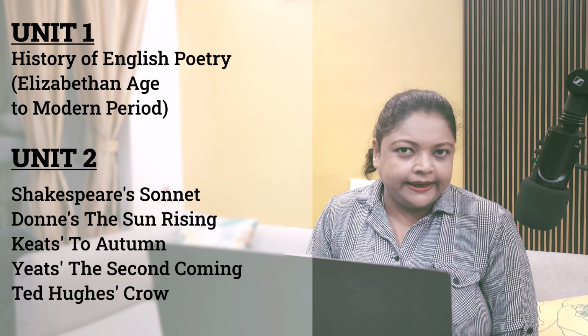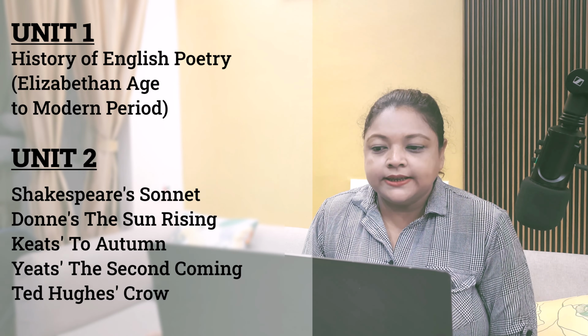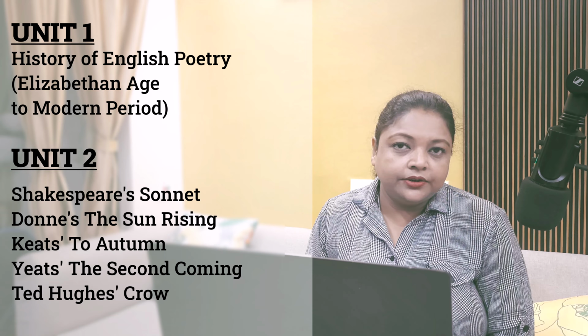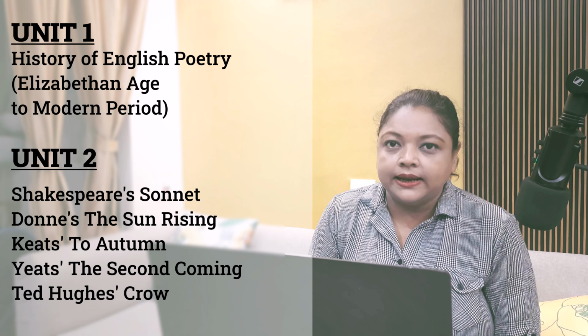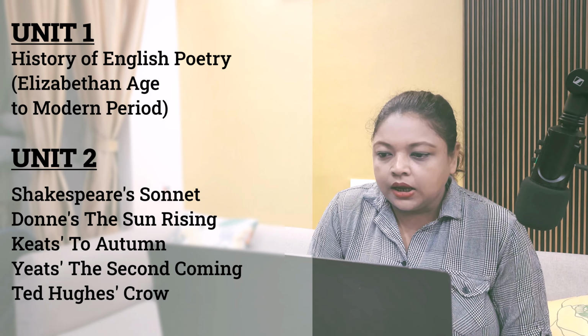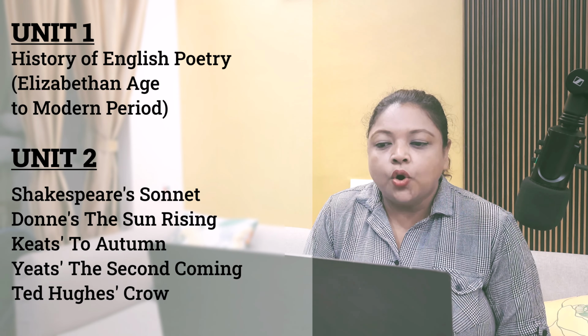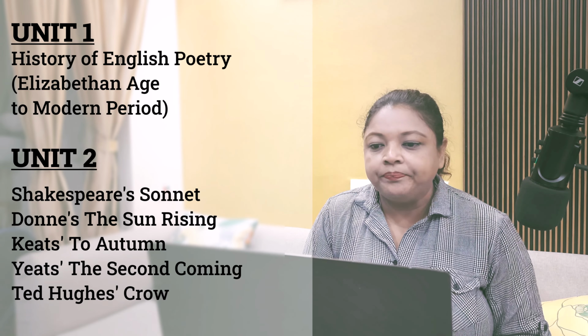The next part deals with individual poems. So they have selected poems from almost every age as much as they can. So first they have selected William Shakespeare's sonnet number 73, a very beautiful sonnet, and although we do not have that lecture yet uploaded on our channel, we will do it very soon, and then you can come and watch it. Then they have John Donne's The Sun Rising. So this is from the metaphysical period.